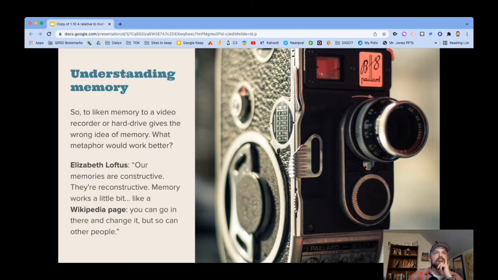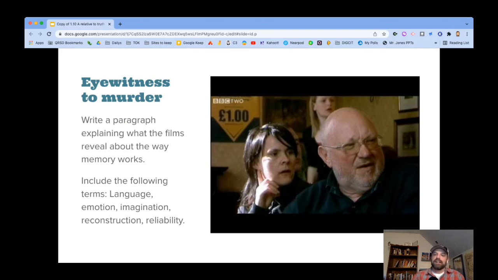Here's Loftus's. Our memories are constructive, they're reconstructive. Memory works a little bit like a Wikipedia page. You can go in there and change it, but so can other people, right? If you know how Wikipedia works, you know that it's always changing. There are people who dedicate themselves to one Wikipedia page sometimes, but it'd be fun to go try that. Maybe I'll insert that later. But when your memory is always rolling around, people influence it.